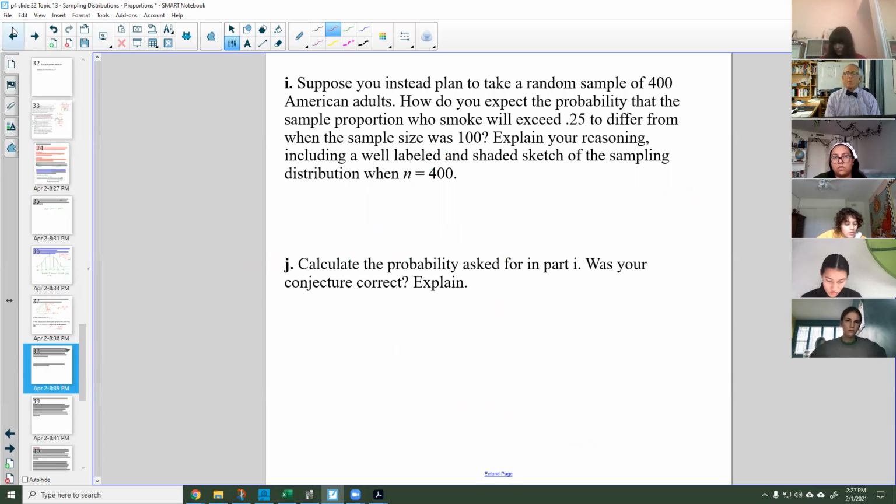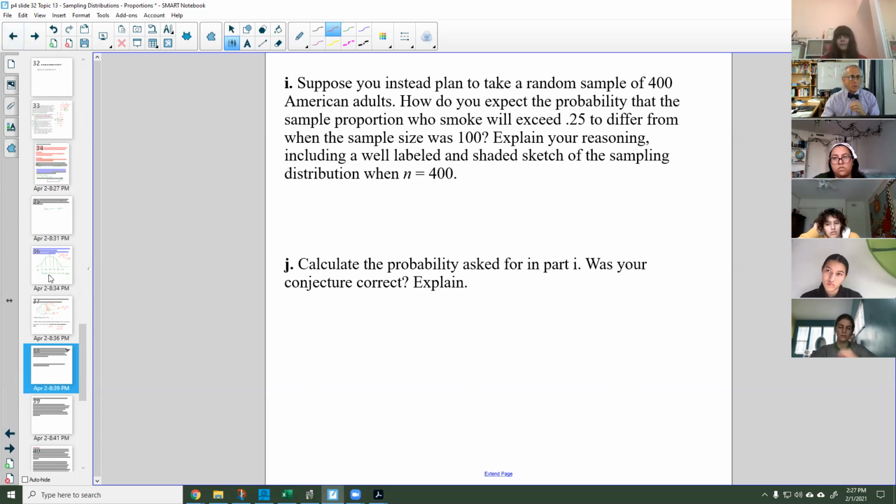I'm going to take a random sample instead of 100 people. My random sample is going to be 400 people. Now think about this carefully: will the probability that out of these 400 people, 25% or greater will be smokers, be a higher probability or a lower probability?